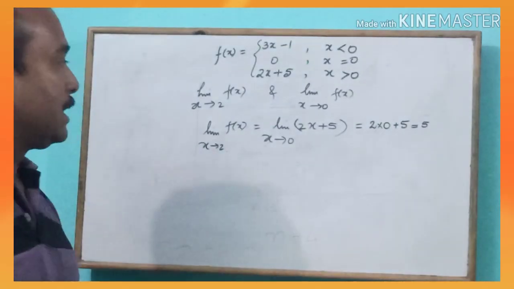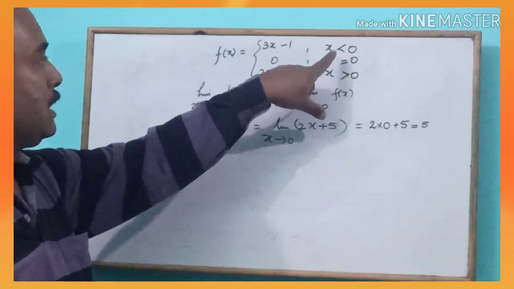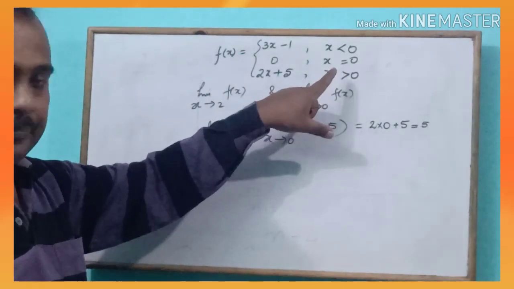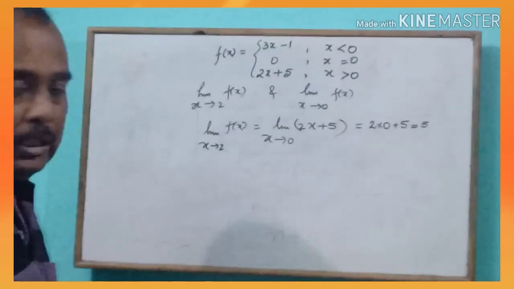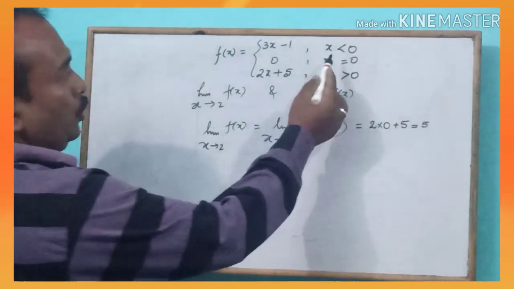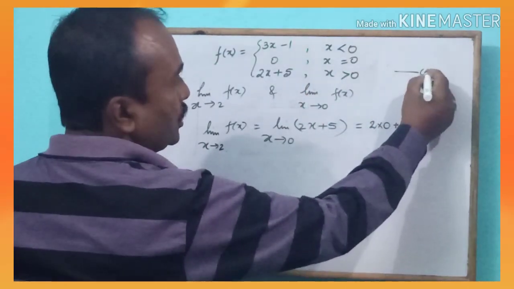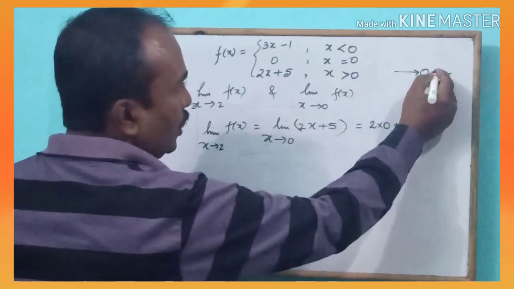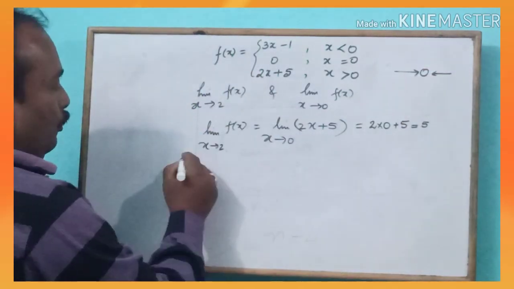Now what about limit x tends to 0 f(x)? If you notice the function properly, you will see that the function is defined for x less than 0 separately, x greater than 0 separately. When it is defined separately for less than 0 and greater than 0, we should consider the left hand limit and the right hand limit, as I had explained to you earlier. Suppose 0 is here, then this is the left side, values of x less than 0, and here values of x more than 0, approaching 0. So we find out the left hand limit.